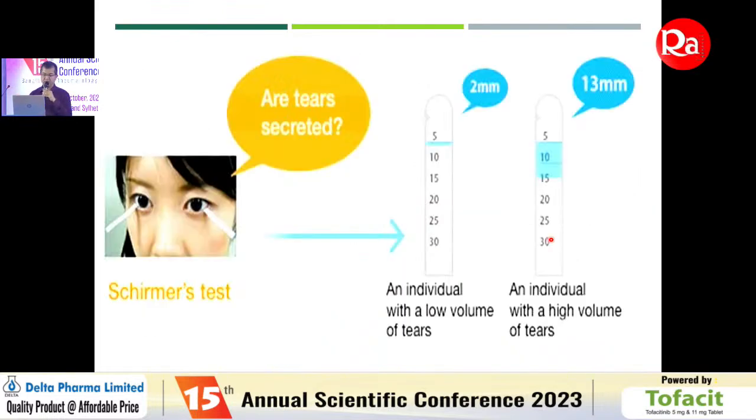We are also performing the Schirmer's test, and if it is less than 5 in either eye, that goes in favor of Sjogren's disease.